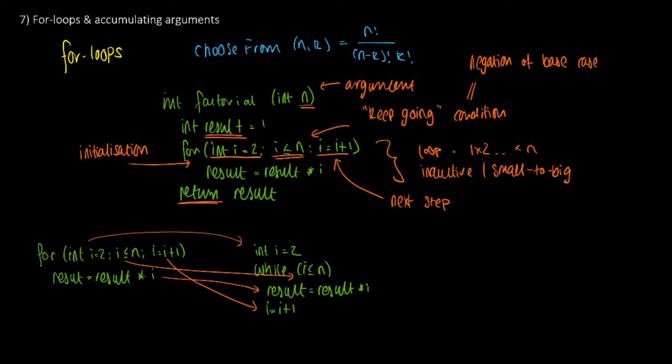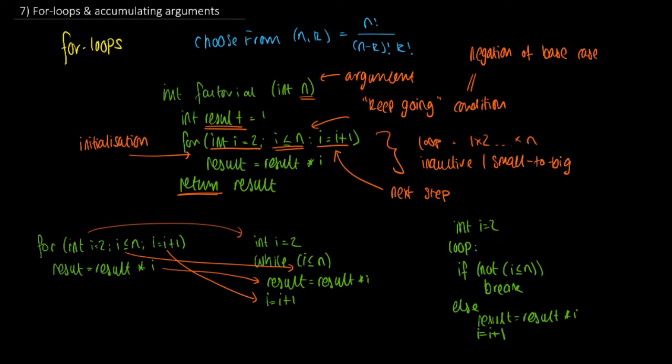And then we rewrite the while loop as an if statement with an infinite loop. So we have int i equals 2, loop. If it's not the case that i is less than or equal to n, then we exit the loop. Otherwise, we do result equals result times i, and we do i equals i plus 1. Especially the last version looks like our function with if base case, then something else keep going.